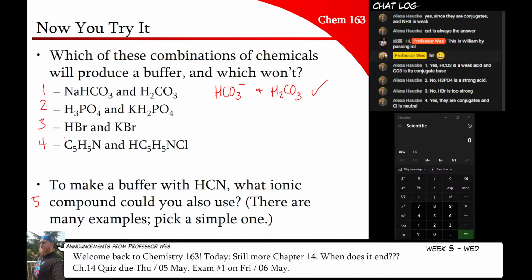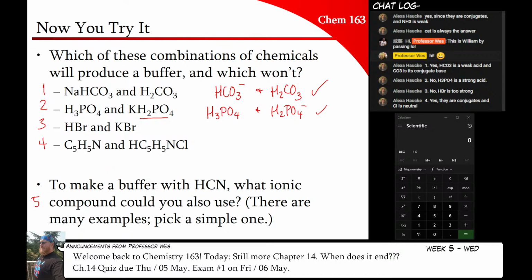How about the second one? So this is phosphoric acid, which is a weak acid, believe it or not. And then we've got dihydrogen phosphate. So this will also form a buffer. Phosphoric acid, not a strong acid. A lot of people think it is, but it's not. It is definitely stronger than most weak acids, but it is still a weak acid.